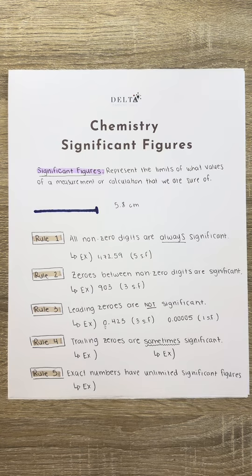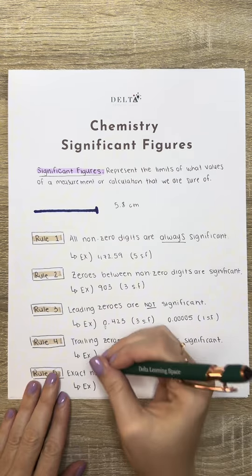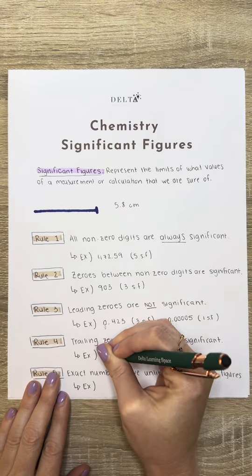So our first three rules, there are a lot of always or never, but here we are going to have a sometimes, and sometimes trailing zeros are significant. One instance in which they are going to be significant is when they happen behind the decimal.